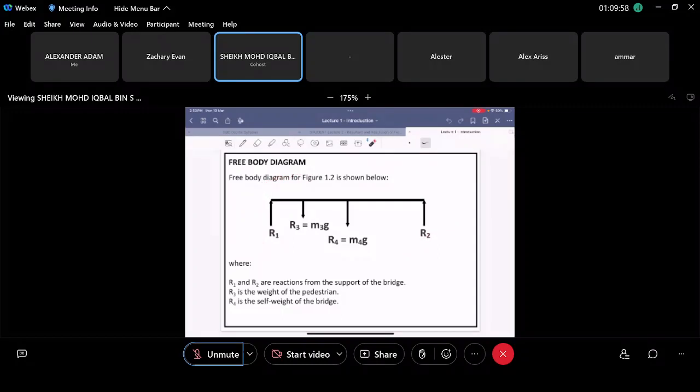But if we add more people here, more people here, more people here, then there will be more forces going downwards, right? Then it will no longer be in static equilibrium, means the bridge will break apart or collapse and so on, right? So as you can see, R1 and R2 are reactions from the supports of the bridge. R3 is the weight of the pedestrian, and R4 is the self weight of the bridge. Okay.